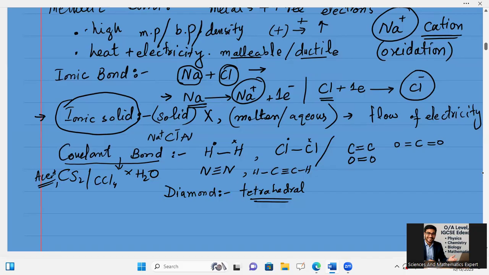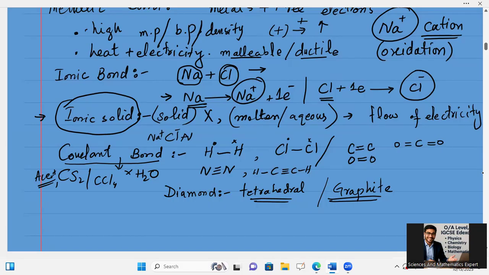It has a high melting point, high boiling point, and strong bonds. It is hard, dense, and it is used in jewelry and cutting purposes. On the other hand, if I take graphite, graphite has free delocalized electrons, so it can conduct electricity, and it is available in the form of layers which can slide over each other, and it is slippery.